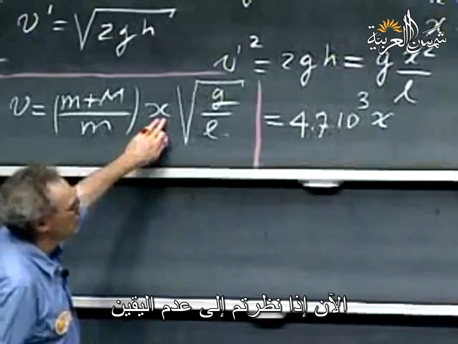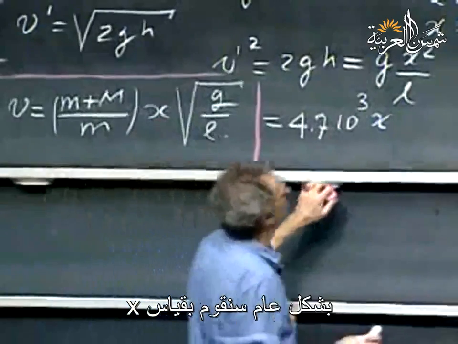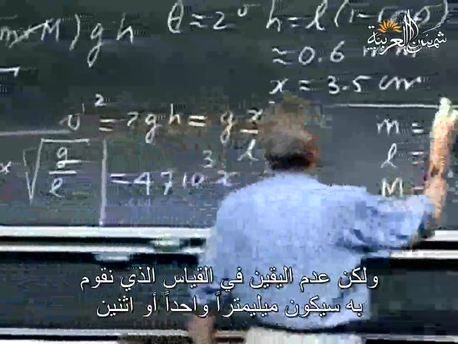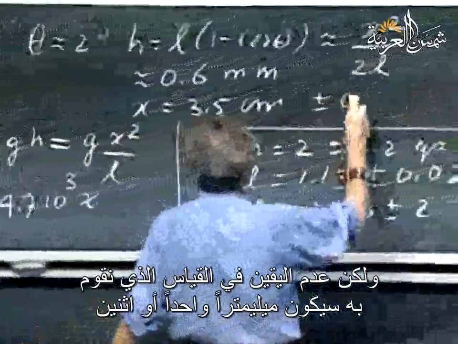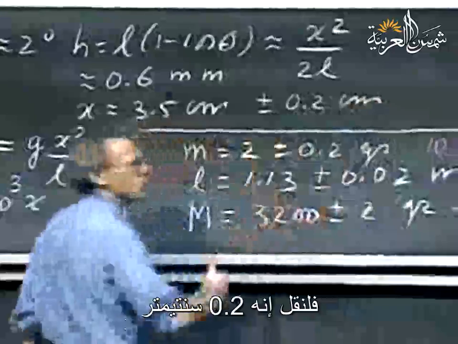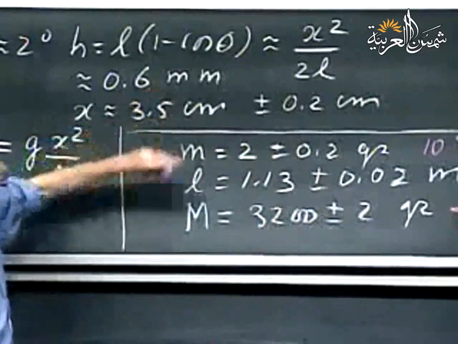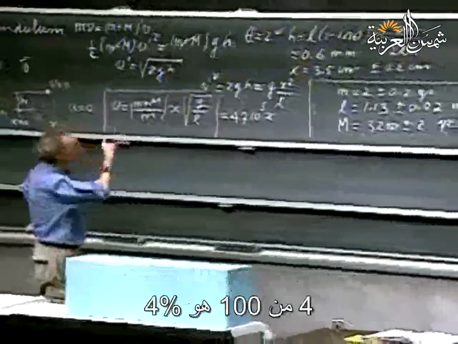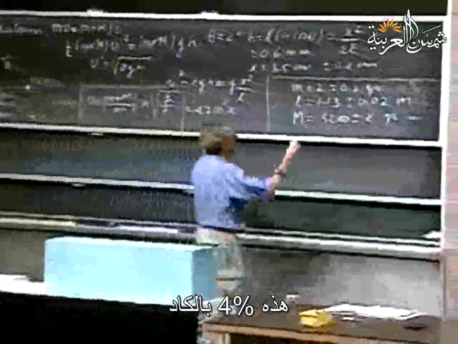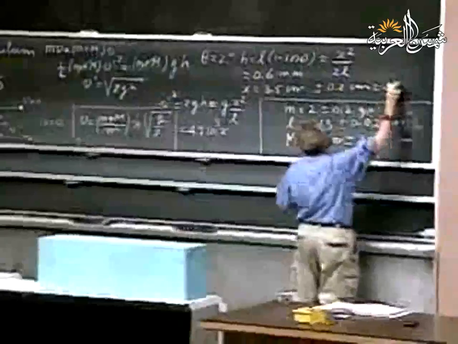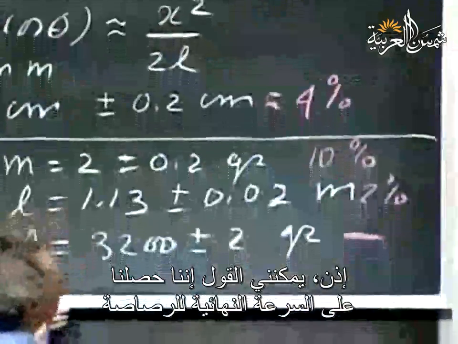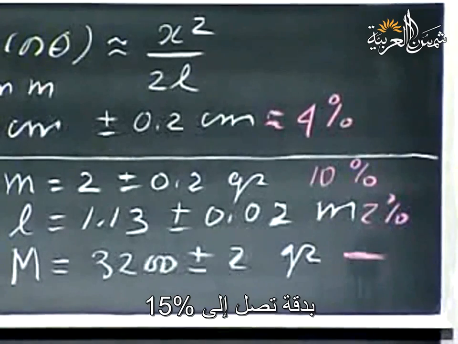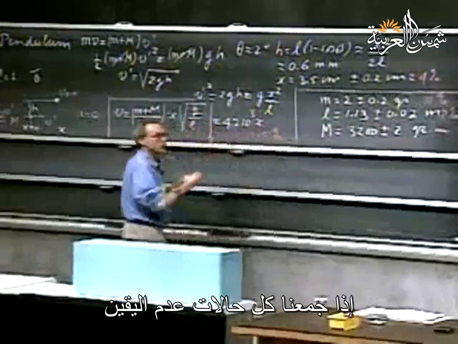Now, if you look at the uncertainties in the whole thing, we're going to measure x, which may not be 3.5 centimeters, it may be 4 or 5, but the uncertainty in our measurements will probably be 1 or 2 millimeters. Let's say it's 0.2 centimeters. So this is not our real number yet. So that would be an uncertainty of about 2 out of 50. It's 4 out of 100. It's 4%, roughly 4%. So I would say we get the final speed of the bullet to an accuracy of about 15%, if we combine all the uncertainties.